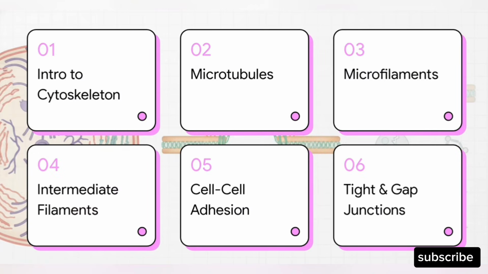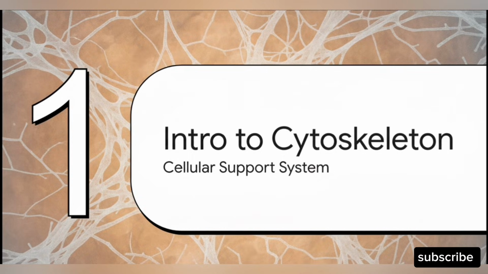Okay, तो आज का roadmap जल्दी से देखते हैं. We'll start with a quick intro to the cytoskeleton, then move straight into microtubules, microfilaments, and intermediate filaments, along with our high-yield clinical correlations. Finally, we'll wrap up with cell-cell adhesion, tight junctions, and gap junctions. Let's begin. All right, Section 1, Intro to Cytoskeleton.